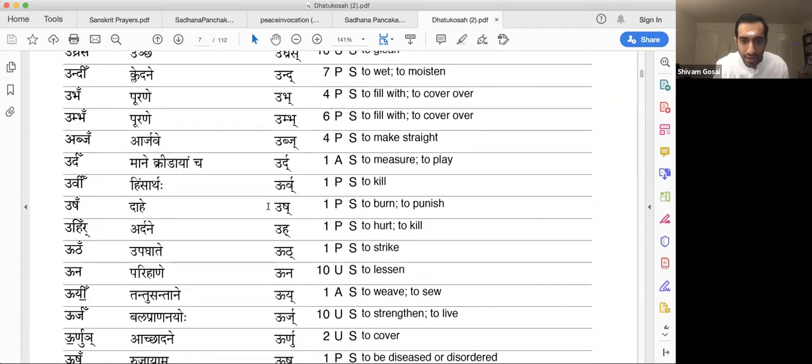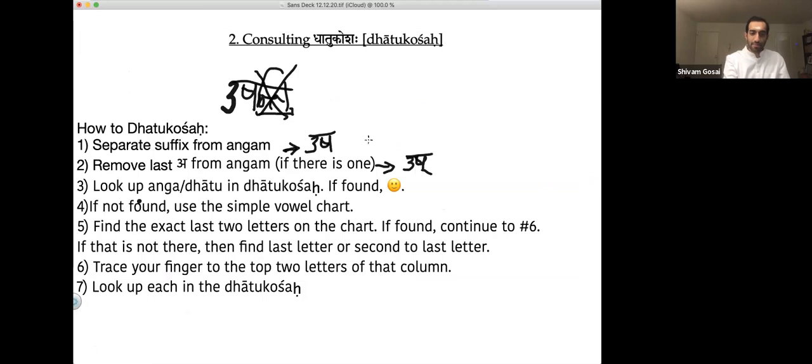Oh, here it is. Ush, 1P, to burn. Right? So now I know ush means 1P to burn. So let me go back to... I looked it up in the anga and I found it's ush, 1P to burn. So I found it in the dictionary and therefore I can smile.